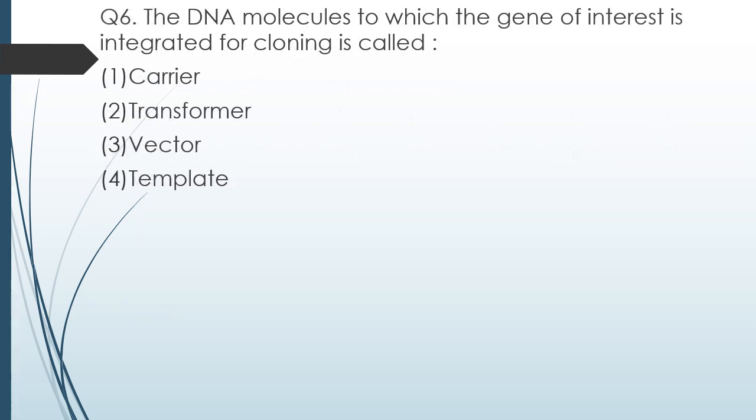Question number 6. The DNA molecule to which the gene of interest is integrated for cloning is called as carrier, transformer, vector, template. The correct answer is option 3, vector.